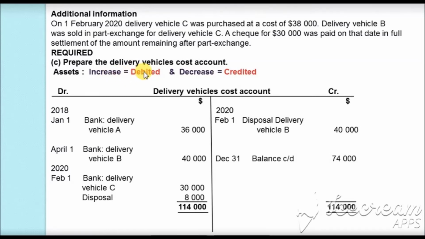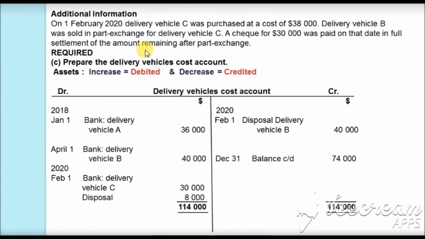So when it is increased, it is debited. So we have debited here bank, as delivery vehicle A was purchased through bank and this is $36,000. And then again in the same year on 1st April, we purchased a delivery vehicle B. As again this increases our assets of delivery vehicle in our business, we will debit it. So here April 1st bank delivery vehicle B and the value was $40,000.